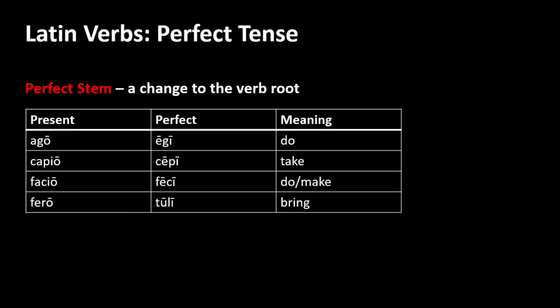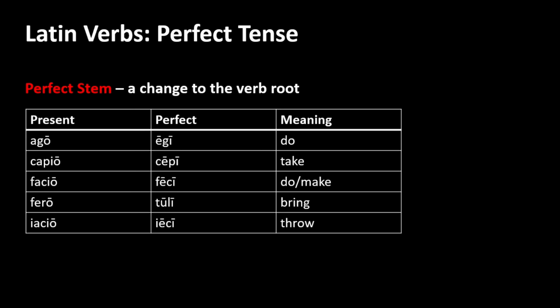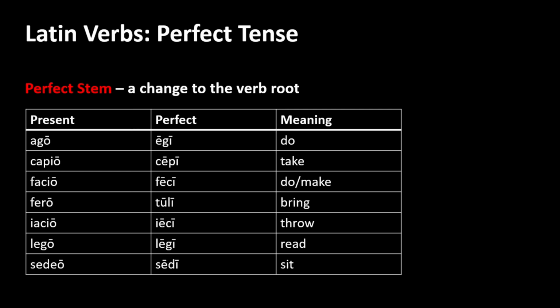You need to learn that phero becomes tuli, or if you want to learn the perfect participle as well, it becomes latum. Iacio, that becomes ieci. Lego, legi. Sedeo, sedi. Video, vidi. There's nothing particularly difficult about these transformations of root, except of course in the case of phero moving to tuli. It is a matter of learning the perfect tense of the verb, along with learning the verb at the outset.